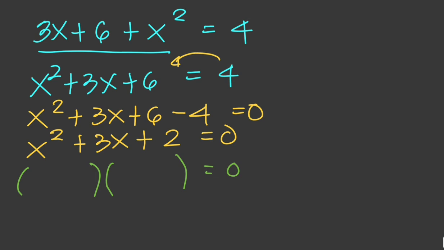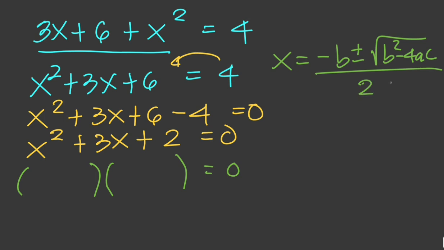And by the way, if the quadratic equation isn't factorable, then you need to use the quadratic formula, which is just equal to x equals negative b plus or minus the square root of b squared minus 4ac, over 2a.